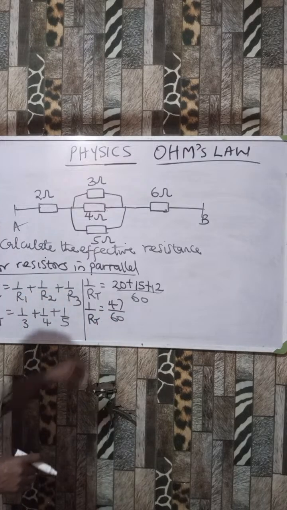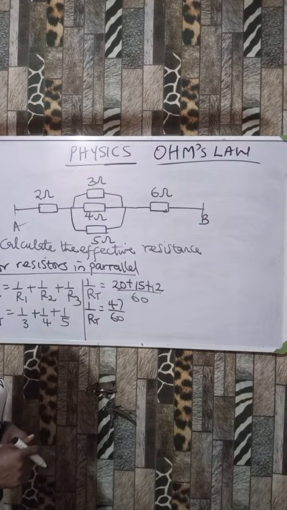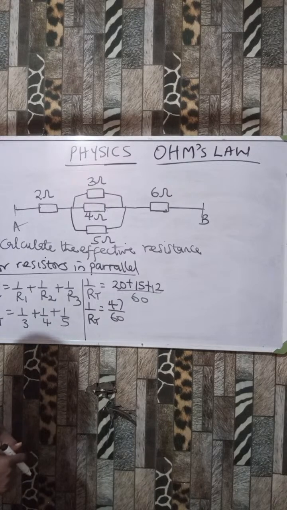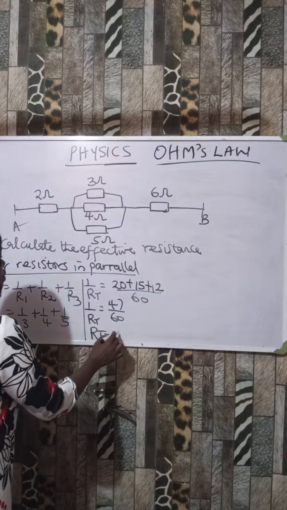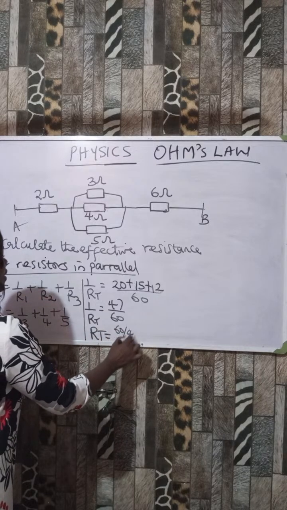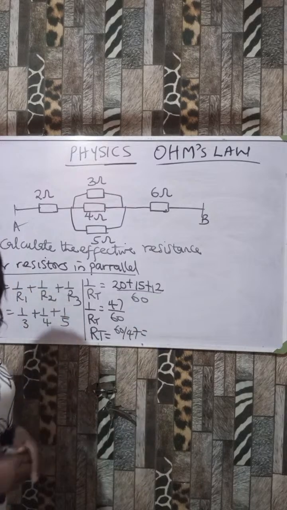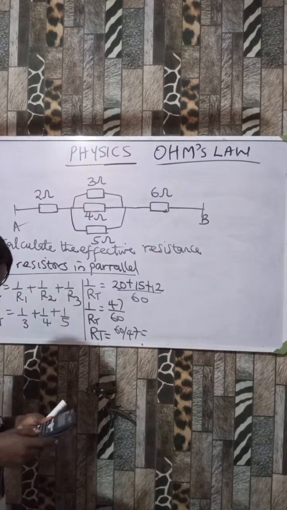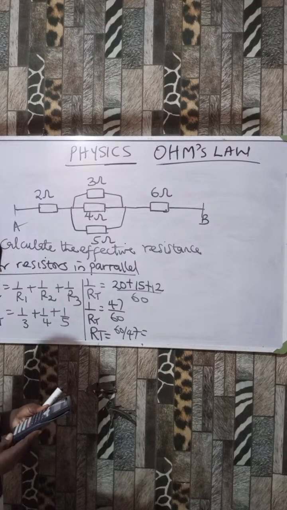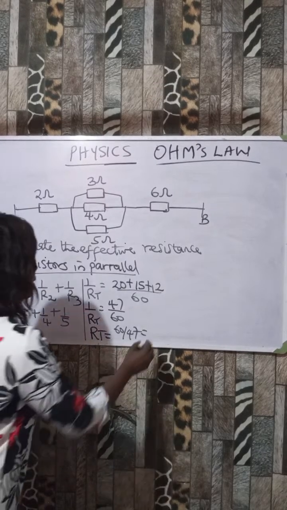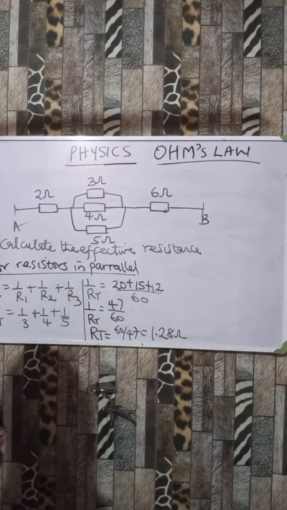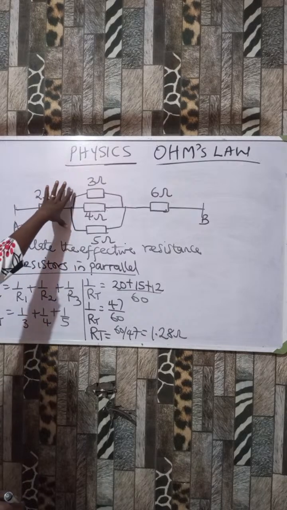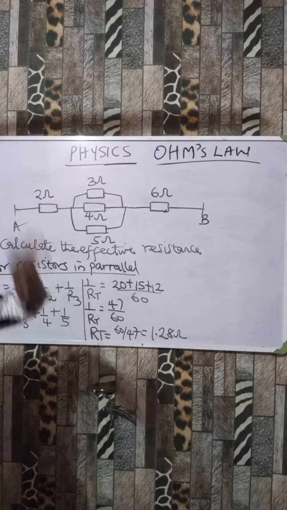But remember, what you're looking for is R total, or total resistance, or effective resistance. So I'm going to say RT is equal to 60 over 47, right? Okay, so I'm going to use our calculator to do that. 60 divided by 47 is going to give me 1.28 ohms.